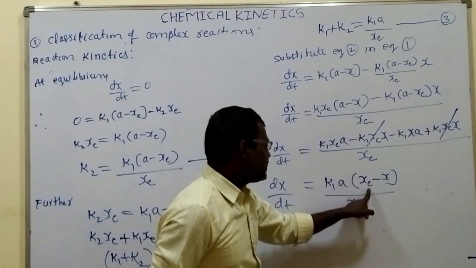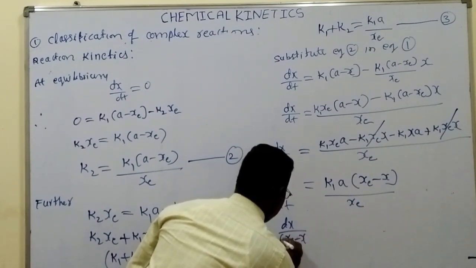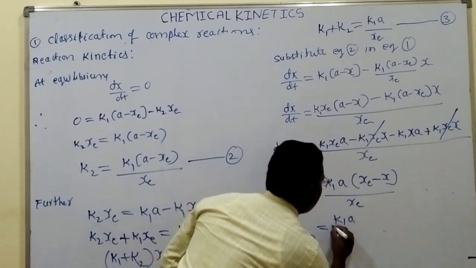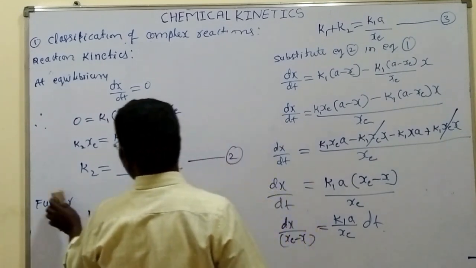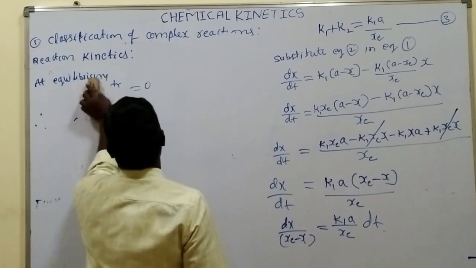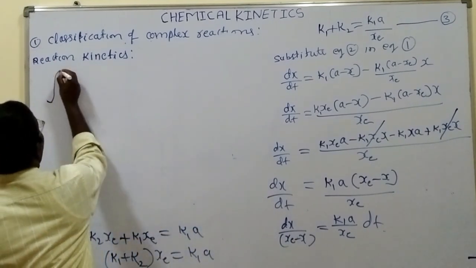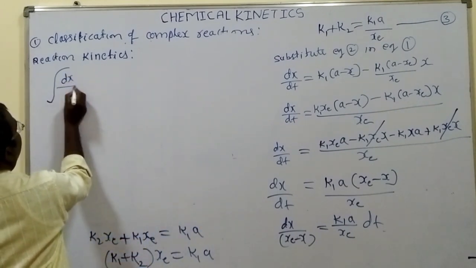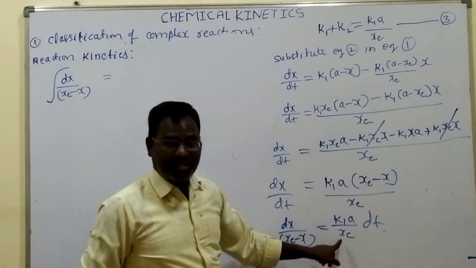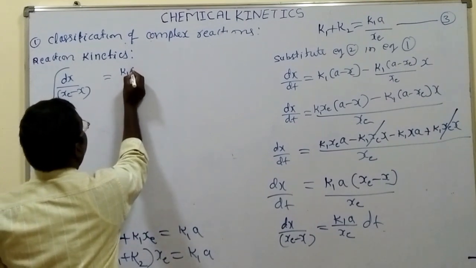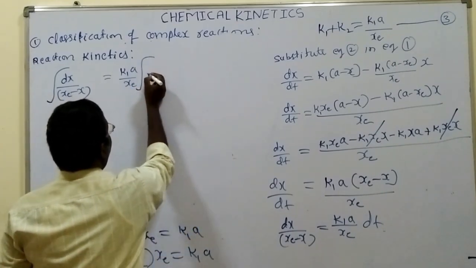Now what you have to do? Send this (xe minus x) to the left side. So it is dx by (xe minus x) is equal to k1a by xe into dt. Now we should take the integration on both sides. Integration of dx by (xe minus x) is equal to k1a by xe, which is common. It is a constant value, so we keep it outside, and later it is integration of dt.